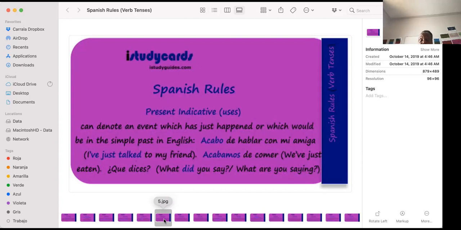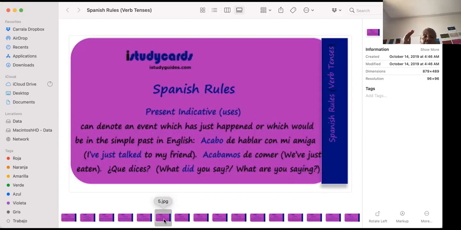You just use the present tense of the verb acabar. You know, I can hear my accent. I don't like the way I pronounce that. Acabar, and it's acabo de hablar, acabamos de comer. We've just eaten.